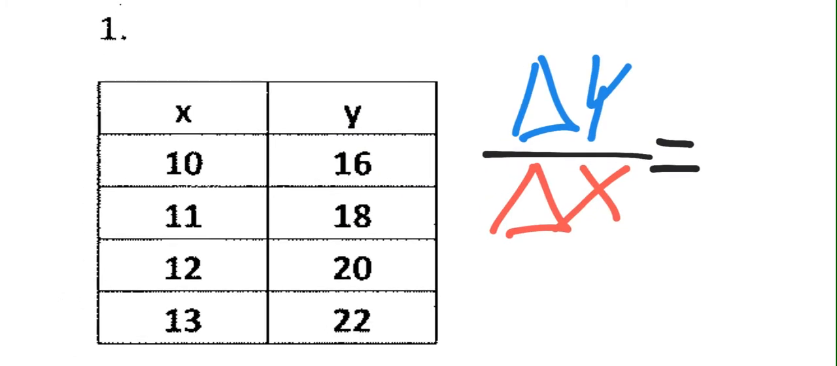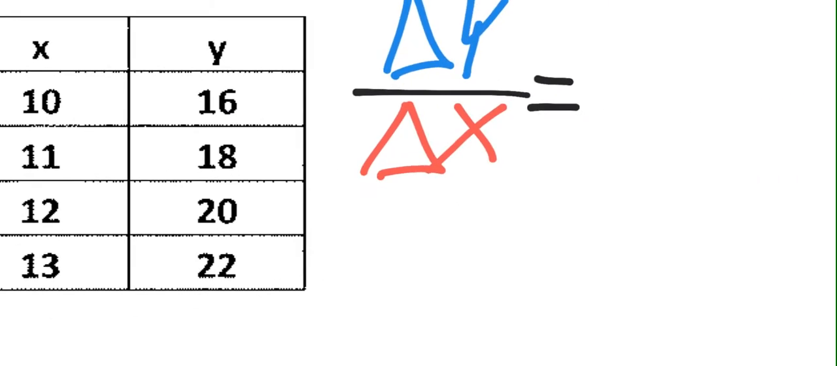So for this very first one, we are going to solve for the constant rate. We are going to be looking at the change of y, and we're going to put that over the change of x. That triangle just means change. Please don't let that confuse you. So I'm going to look at the change of y first. Here are my y values.